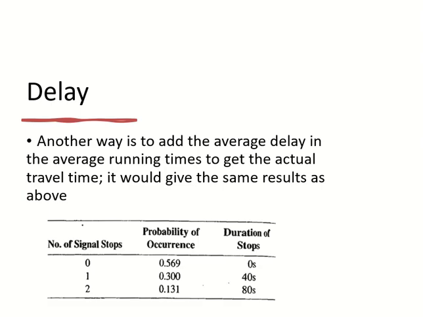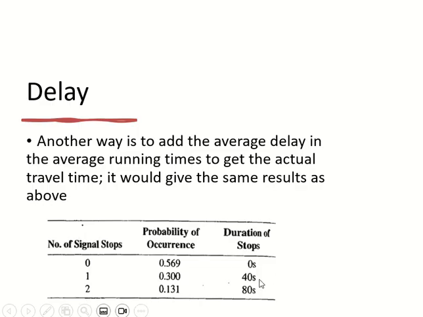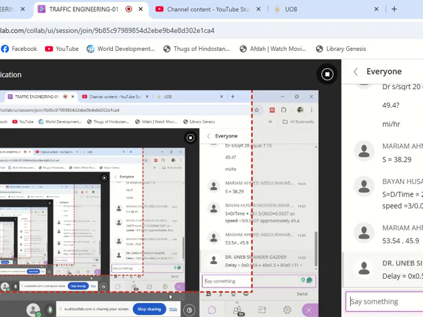But the next possible delay is 40 seconds. What is the chance for 40 seconds? 30%. So 40 times 0.3. Then the next one is 80 seconds. What is the chance for that? 13%. The remaining: 56.9 here, 30 here, the remaining is 13.1. So this is 80. This will give you the expected total delay of the highway.